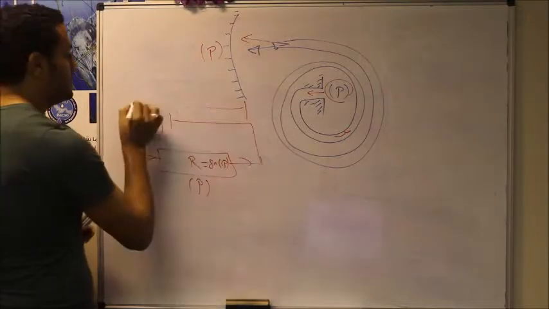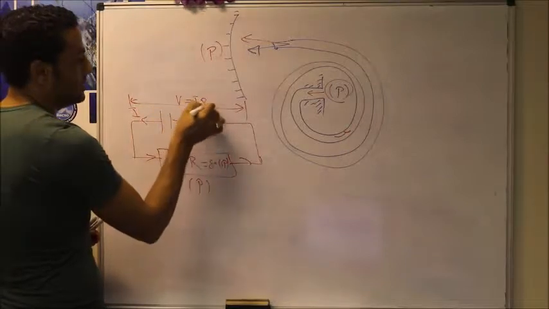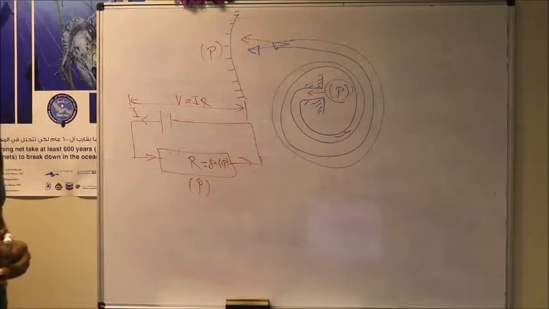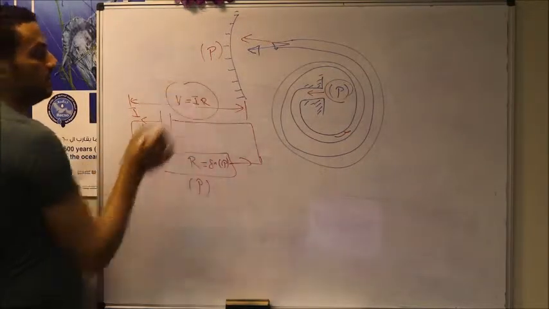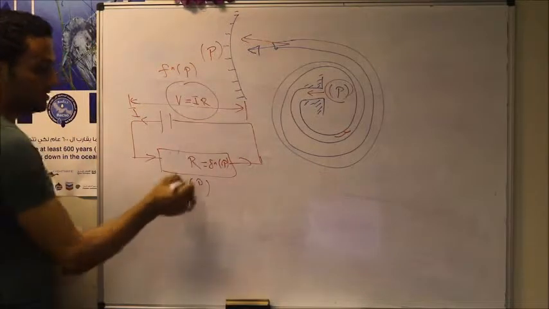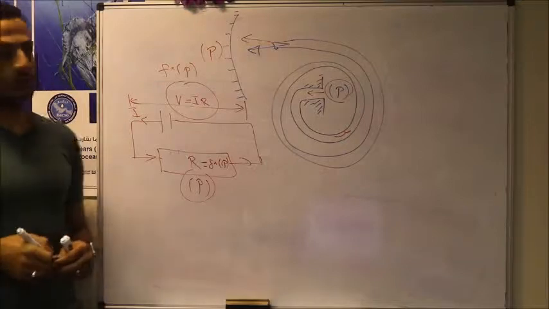And then based on this circuit, we can measure the voltage here, which is equal to the current, which we know its value, multiplied by the resistance, and this resistance is a function of pressure. So depending on the value of the voltage, we can calibrate the system to read directly the value of the pressure. And this is the idea of the pressure transducer.